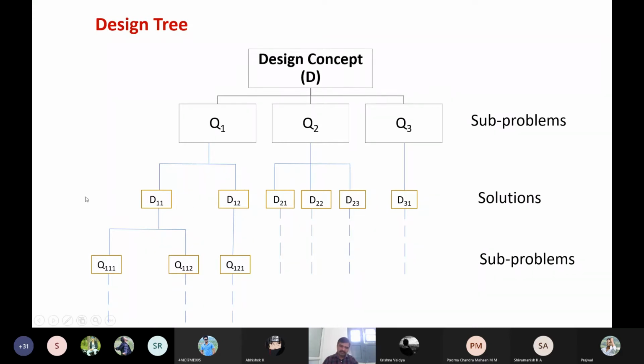Next, this solution again may result in a few more problems. Suppose you have chosen a material. The availability of the material may be a problem. Then the property of the material may be a problem. Like that, the solutions may throw up further problems. If that is the case, then you have to consider those problems also. So this level of problems is thrown by the solutions itself. So this is the design tree.